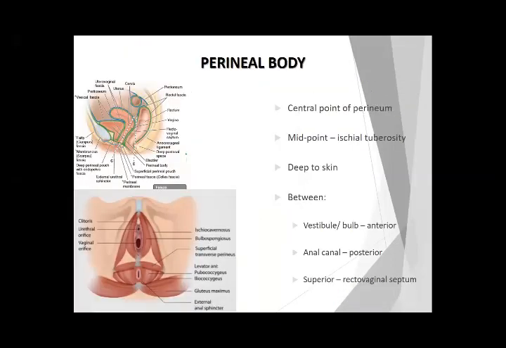Now, let's come to this ever important structure, which is the perineal body. Perineal body is also called the central tendon of the perineum.